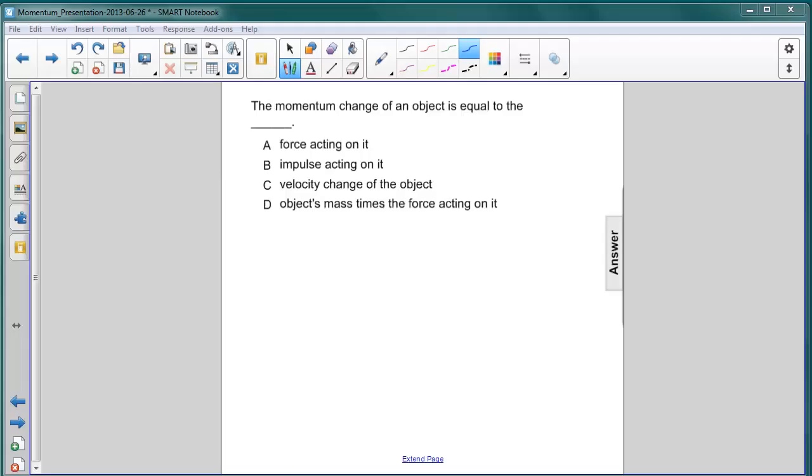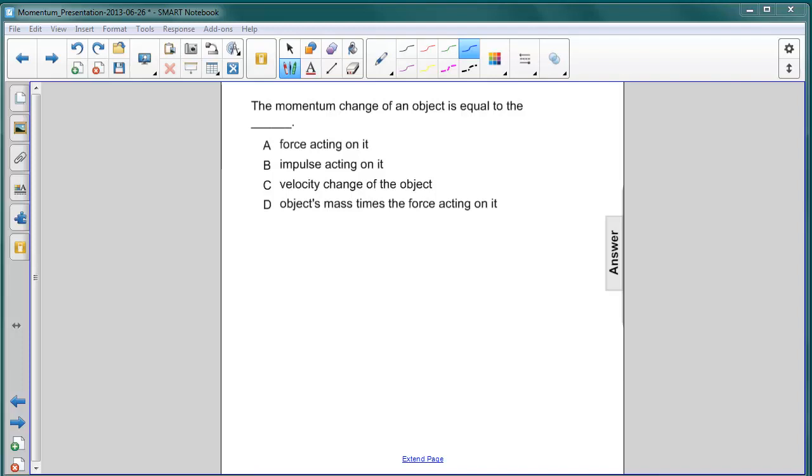Here's our next multiple choice question. The momentum change of an object is equal to which of the following? A, the force acting on the object. B, the impulse acting on the object. C, the velocity change of the object. Or D, the object's mass times the force acting on the object.